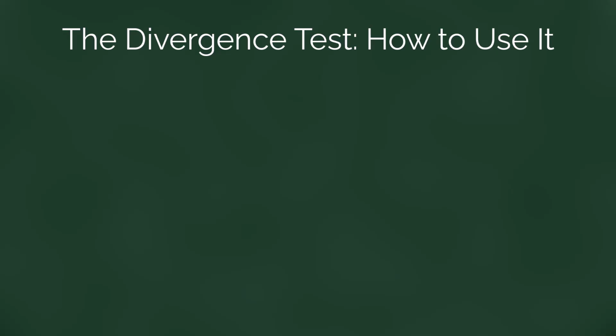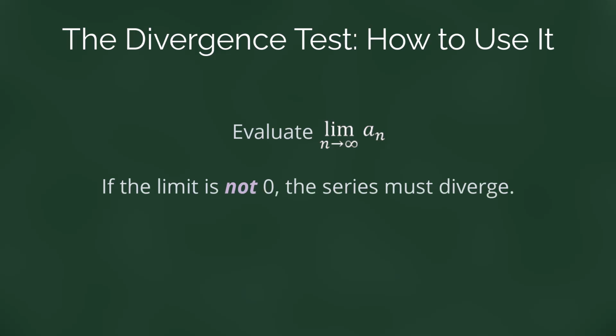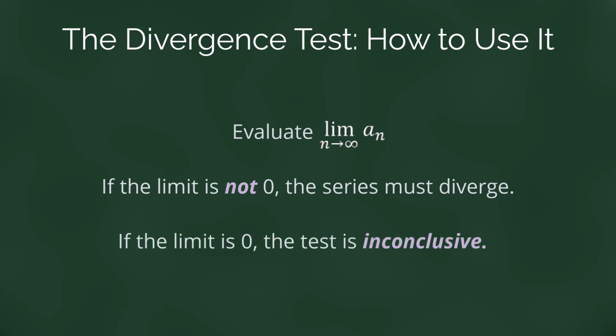In order to use the test, first you'll evaluate the limit as n goes to infinity of a sub n. If that limit is not 0, then you are certain that the series diverges. However, if the limit is 0, the test is inconclusive, and you'll need to use another test to find out whether or not the series converges and what its value is.